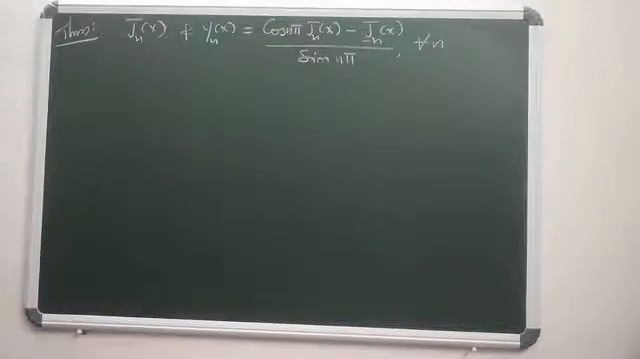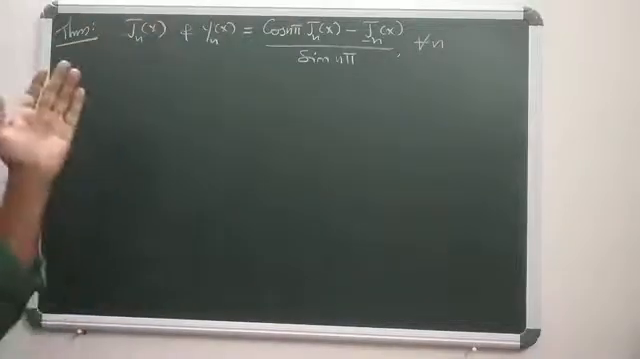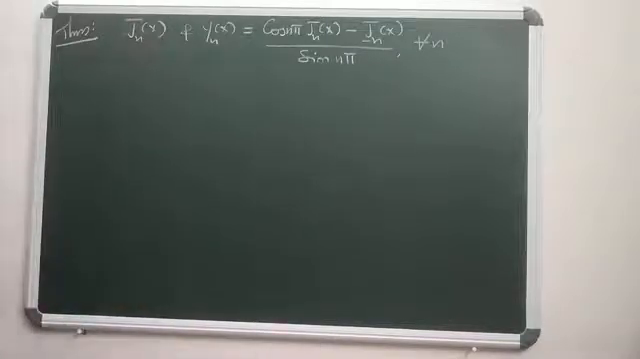For all n means, here we classify this into two cases. One is n is an integer and the other case is n is not an integer. Why? Because when n is a positive integer, we got two linearly dependent solutions. But here we are discussing the linearly independent solutions. One is J_n(x) and the other is Y_n(x). J_n(x) and Y_n(x) are linearly independent, and Y_n(x) is given as cos(nπ) J_n(x) minus J_{-n}(x), all divided by sin(nπ), true for every n.